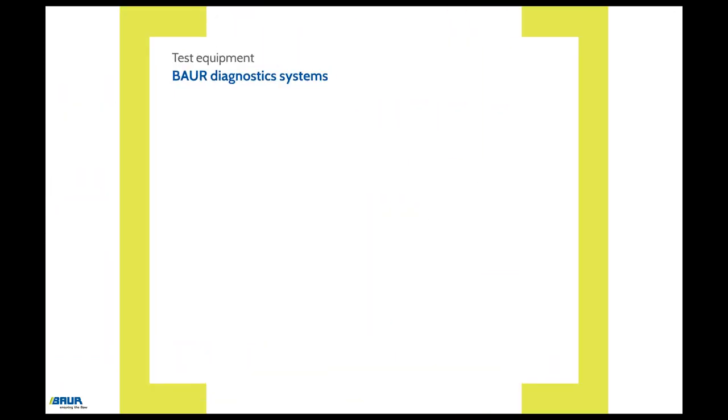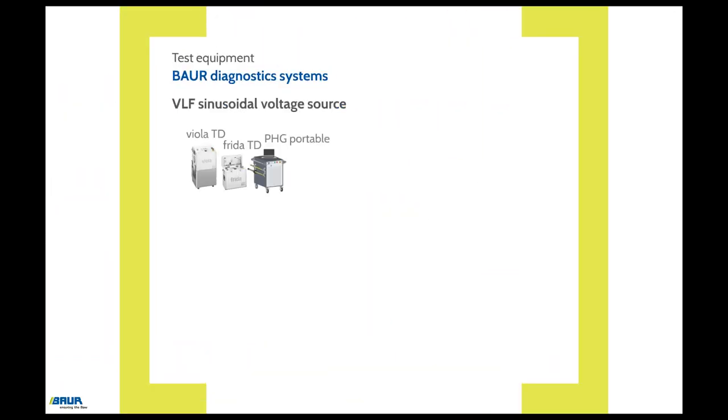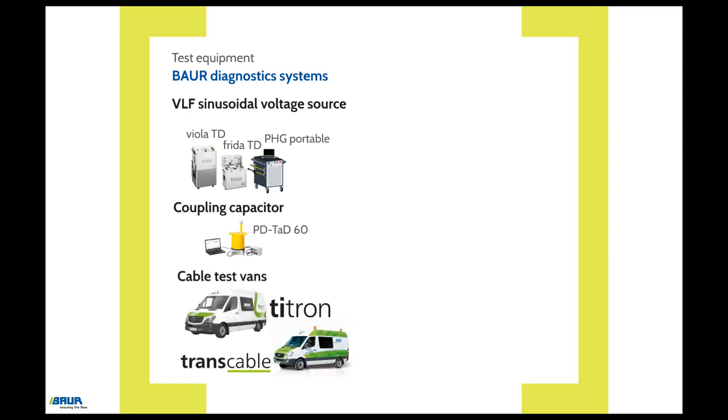To perform measurements like the one described in the example, a VLF sinusoidal voltage source is required, such as Frida TD, Viola TD, or PHG from Baur. With the PDTAT 60 partial discharge diagnostic system and a PC to control it, the measurement of the dissipation factor and partial discharges can be performed in parallel. This is also used as a system in the cable test vans.